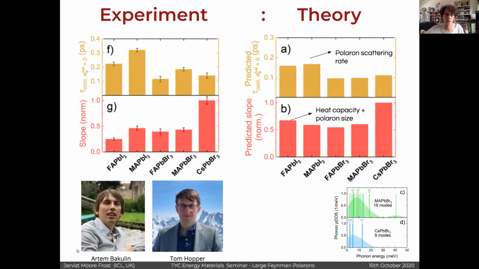And so on the left, you can see the experimental values, and on the right, you can see the theoretical ones. And then the actual slope, you can just explain by a combination of the heat capacity of the lattice and the polaron size. I was very, very happy with this kind of agreement between theory and experiment. I don't think the experimentalists were so impressed.